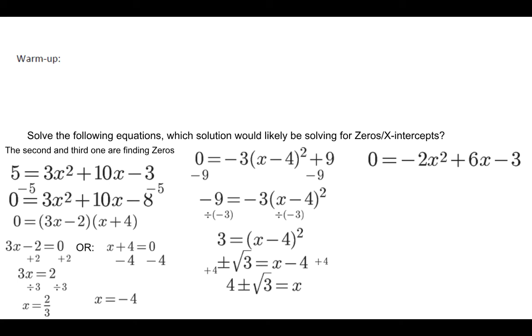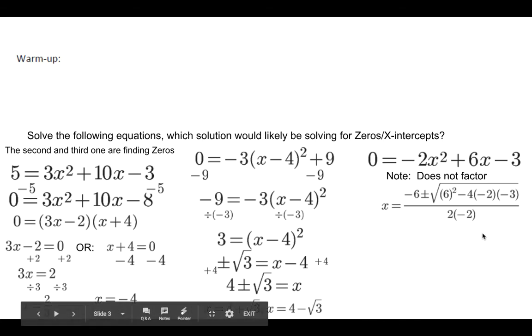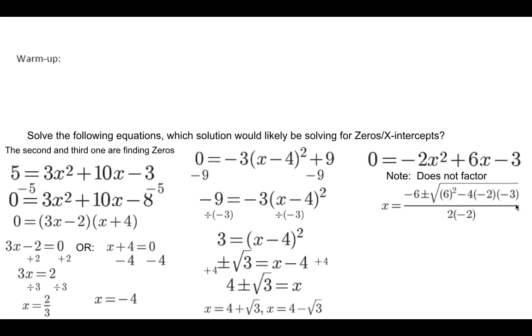The last one doesn't actually factor, so we're going to use the quadratic formula. The quadratic formula is something that we did in grade 10, but as a reminder, here it is. Walking through it, we've got -6 plus or minus the square root of 6 squared minus 4 times a times c, all over 2 times a. It's really important that you put everything over 2 times a, because you want to make sure that you're doing the numerator first.